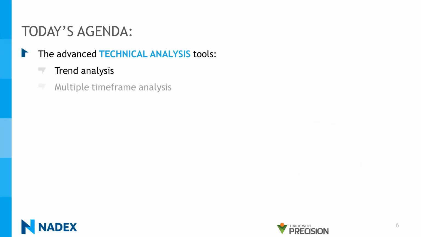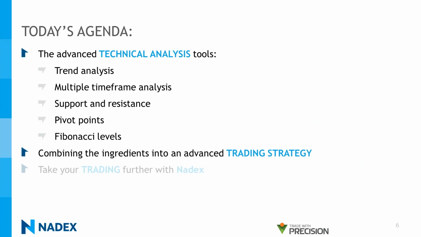And for today's agenda, we will be walking through some advanced technical analysis tools to show you guys a technical trade setup that we use on a regular basis. We'll look at things like trends. We'll look at multiple time frames, things like support and resistance levels, pivots, Fibonacci retracement levels to determine our trade entry points. We'll then combine all of these technical ingredients to form a trade strategy that we can use over and over again in the markets as an edge for ourselves.